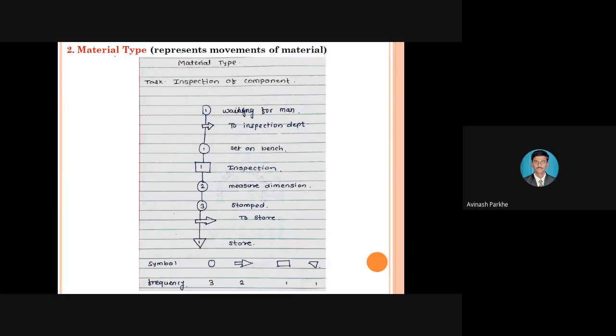Then second is material type. Again here the task is the same, that is we have to go for the inspection of the component. During the inspection of components or during the checking of that job, whatever activities or movements are performed by that raw material or the product, all those movements are represented by using this material type of flow process chart.